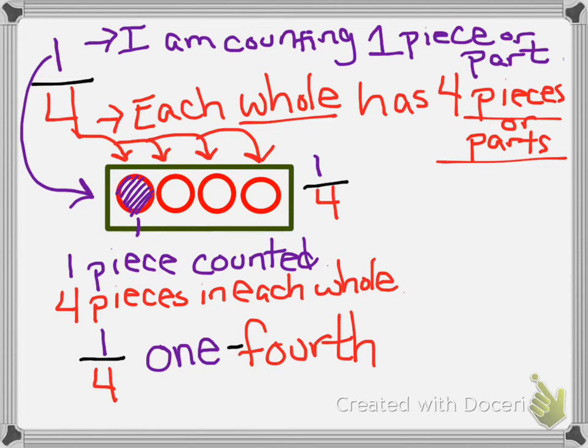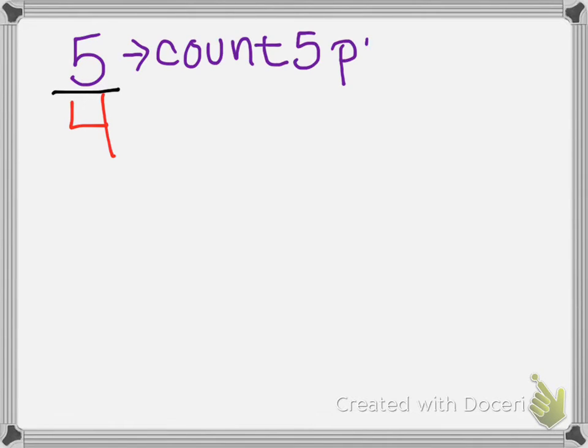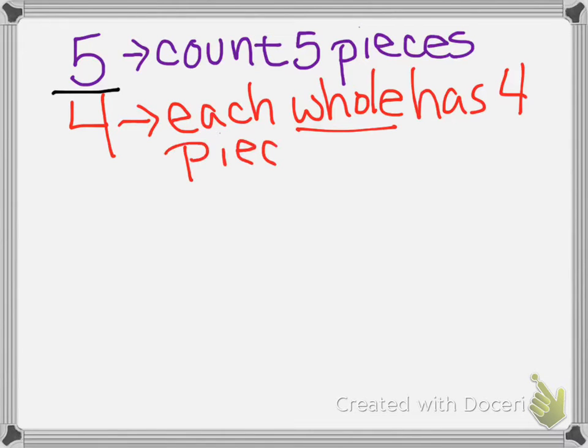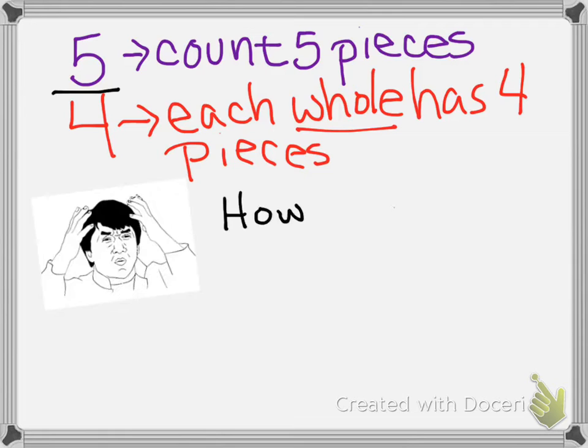But then we get fractions that look like this. 5/4. What? If I break it down, my top number tells me I have to count 5 pieces in this problem. And my bottom number, my denominator, tells me that each whole has 4 pieces in it. Now, if you're following along with me, you might be thinking, what?